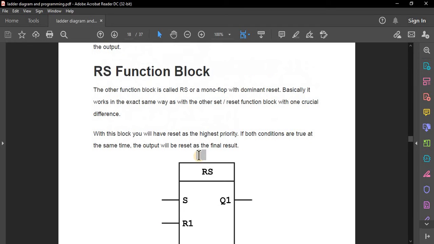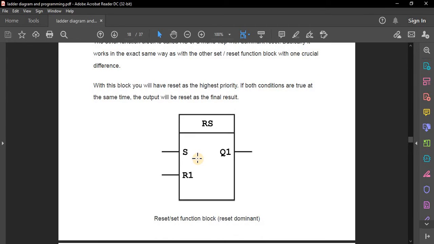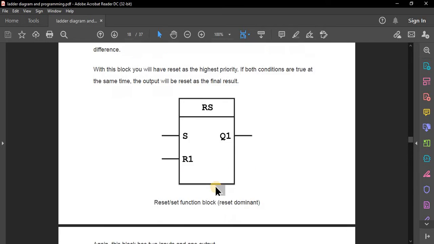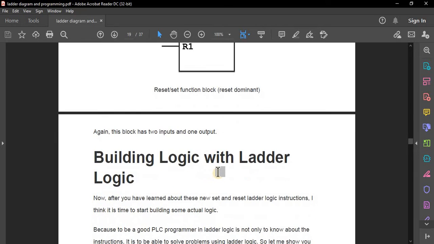In this RS function block, the reset has the highest priority. So if both the conditions are true at the same time, the output will be reset as the final result. If the operation shows both set and reset at the same time, the output will be reset because it has the highest priority. The structure is the same. Now we are going to see how to build logic with ladder logic.